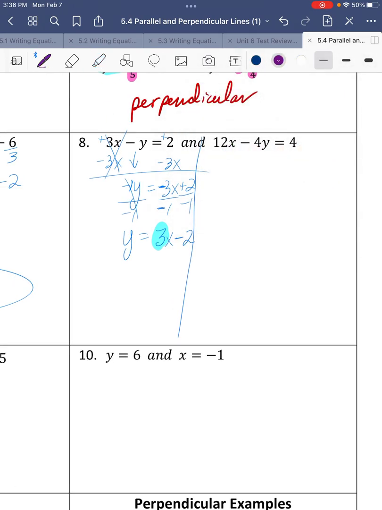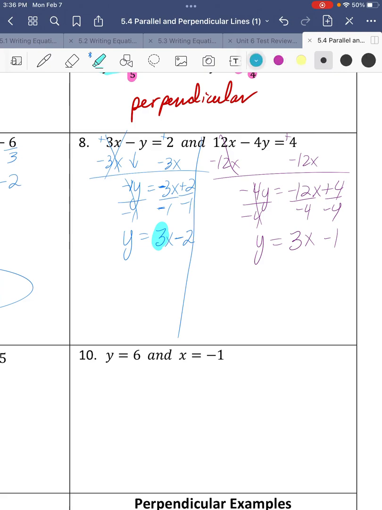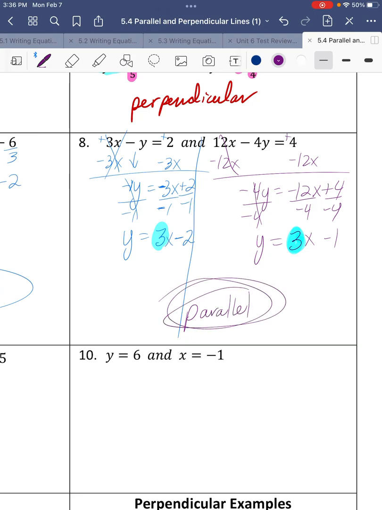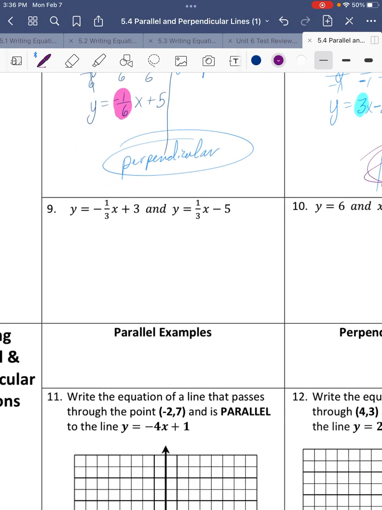Let's look at our second equation. Subtract 12x, subtract 12x. Negative 4y equals negative 12x, that's positive 4, so plus 4. Divide by negative 4. So the y is going to equal negative divided by negative is a positive. 12 divided by 4 is 3. And minus 1. So it looks like our slopes are the same. So this is parallel. Perfect. Parallel lines. All right, cool. Negative, positive, and then 1/3, 1/3. No, they're not reciprocal, so neither. Close.